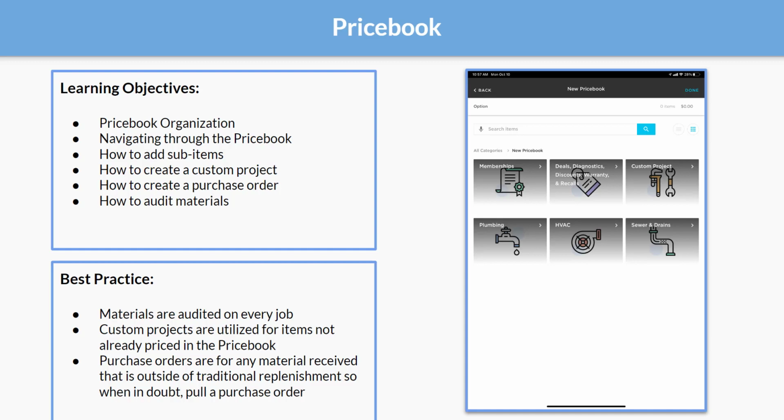A few best practices for the Pricebook would be to always make sure materials are audited on every job. This will ensure proper job costing and ensure proper technician pay. Custom projects are to be utilized for items that are not already included in the Pricebook. And purchase orders are for any material received that is outside of traditional replenishment.